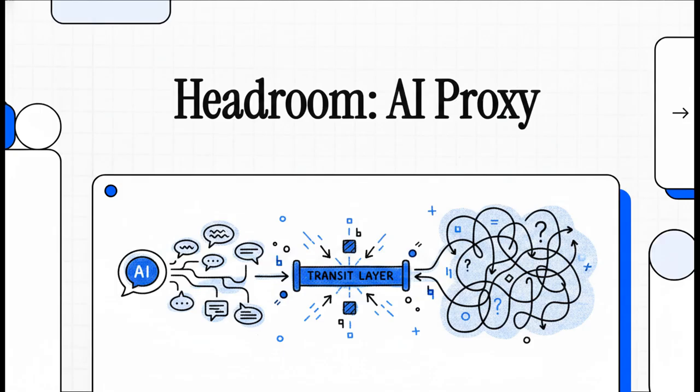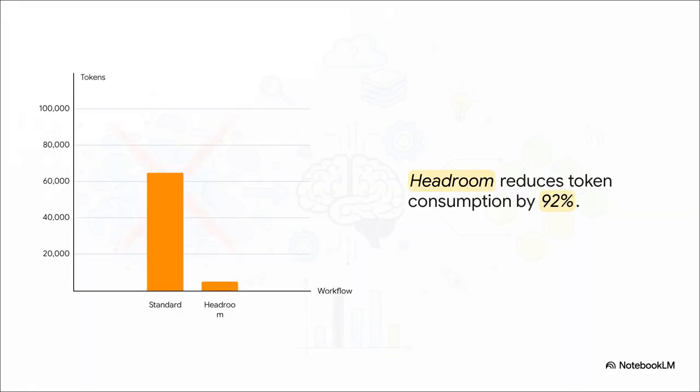So, today we're looking at a tool called Headroom. It's essentially the ultimate transit layer proxy, specifically designed to solve these critical bottlenecks of enterprise AI scaling. Okay, let's dive right into this. When you look at a standard AI debugging workflow without any intervention, a typical request pushes well over 65,000 tokens. That's a lot. And here's the crazy part. When that exact same workflow passes through Headroom, token consumption drops by an astounding 92%, down to just 5,000 tokens.